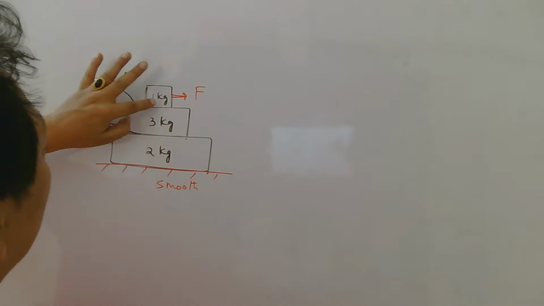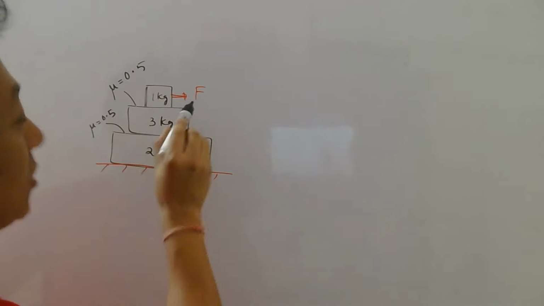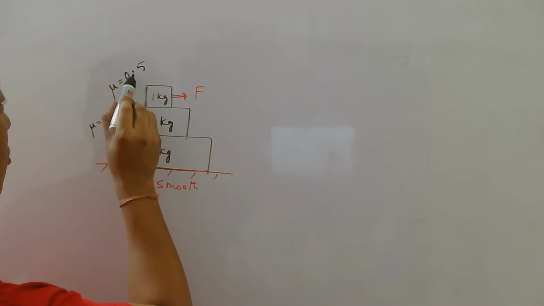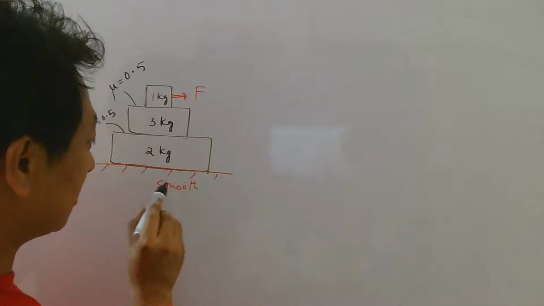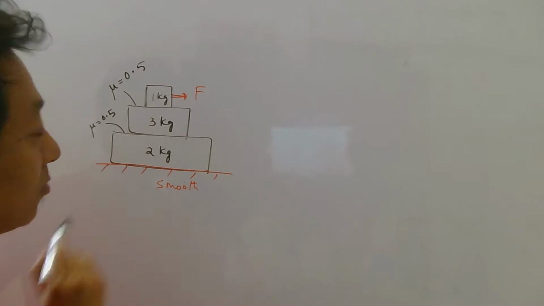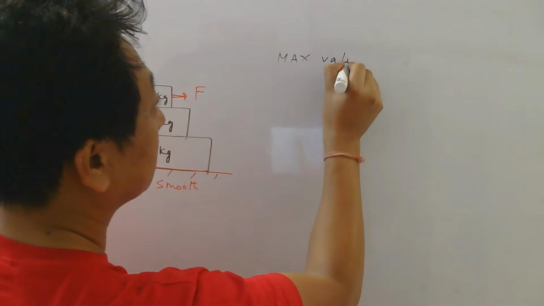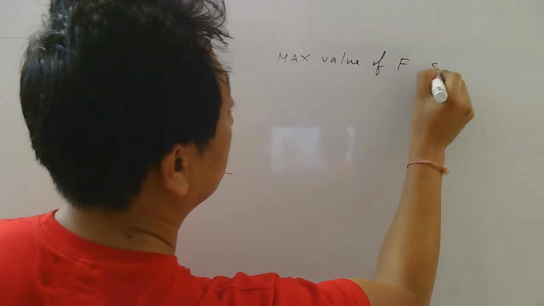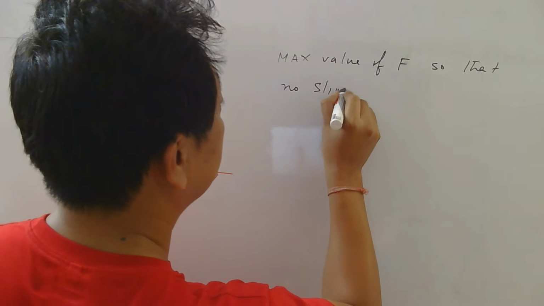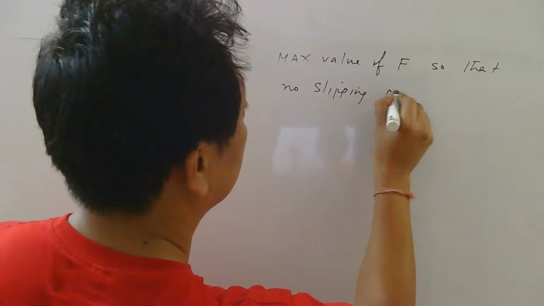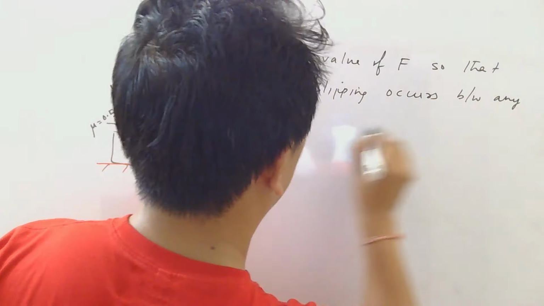So I have 3 blocks, 1 kg, 3 kg, 2 kg, and here one force is applied, which is unknown. Here there is friction, the coefficient is 0.5, here the coefficient of friction is 0.5, and this has 0 coefficient of friction because it is given smooth. We have to find the maximum value of F so that no slipping occurs between any two surfaces.